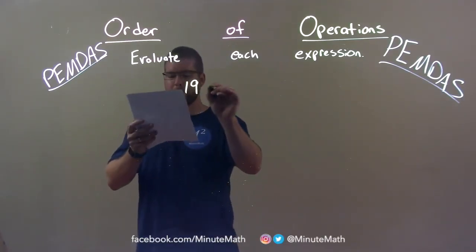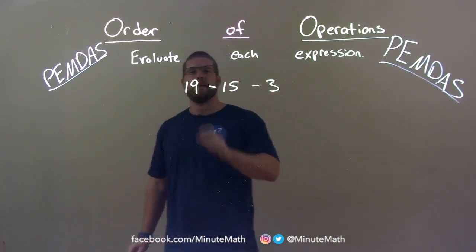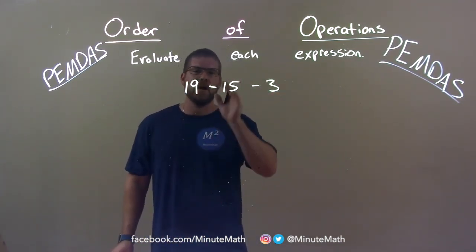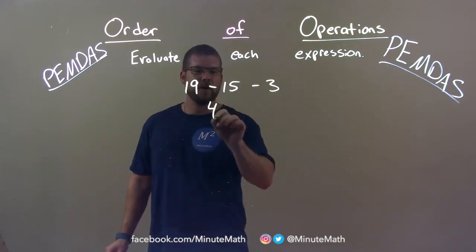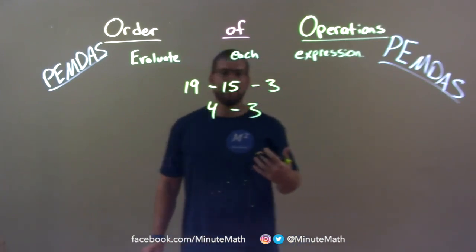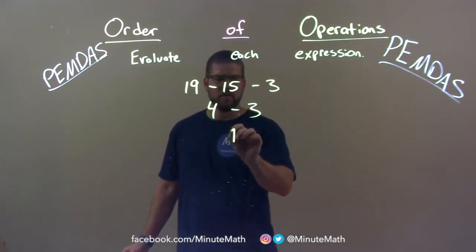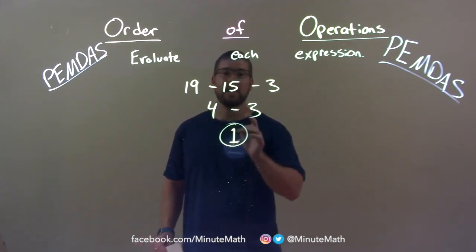19 minus 15 minus 3. First step, 19 minus 15. We know that's a 4, so we have 4 right here, and we bring down the minus 3. We're just going to go left to right here, okay? So now we have 4 minus 3. 4 minus 3 is just 1. So our final answer here is easy, and it's 1.